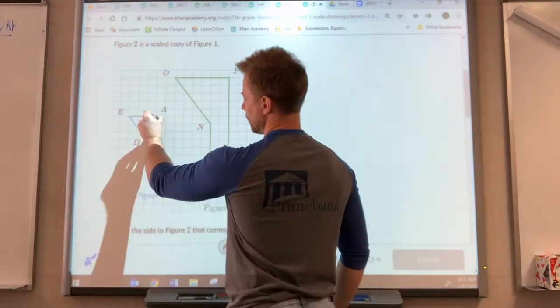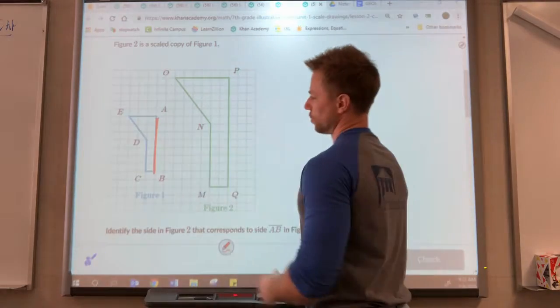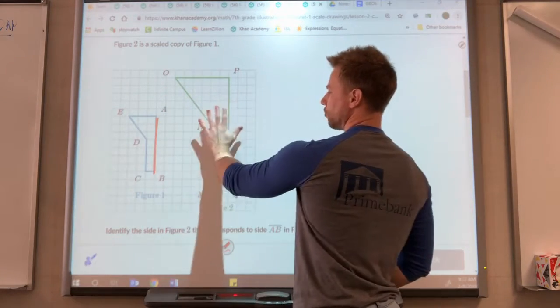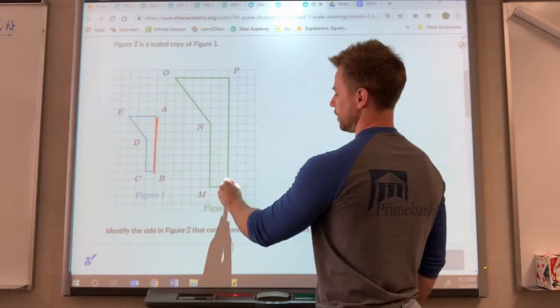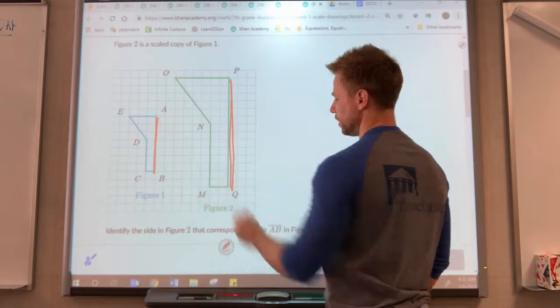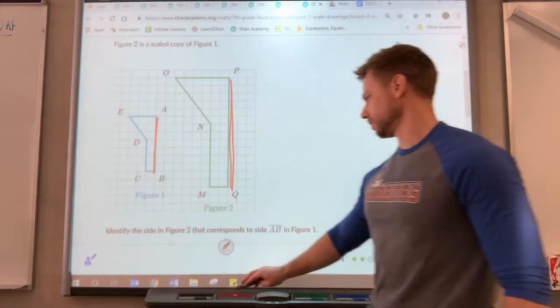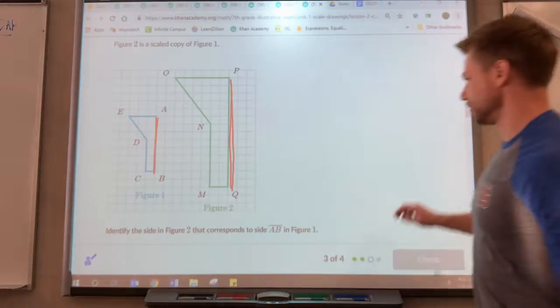All right, side AB is right here. So again, if I was going to take this shape and overlap it with this shape, which side would be in the same position as this side? That would be QP right here. So it says identify the side.